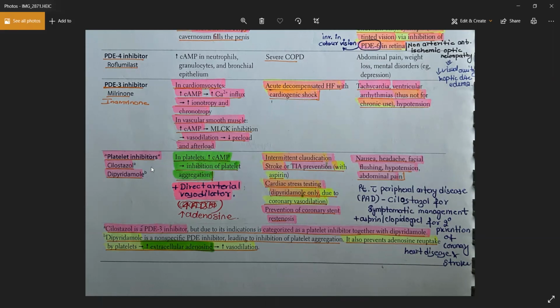Both of these drugs are also direct arterial vasodilators. Very important, they are direct arterial vasodilators, because the cyclic AMP in the arteries can lead to vasodilation.